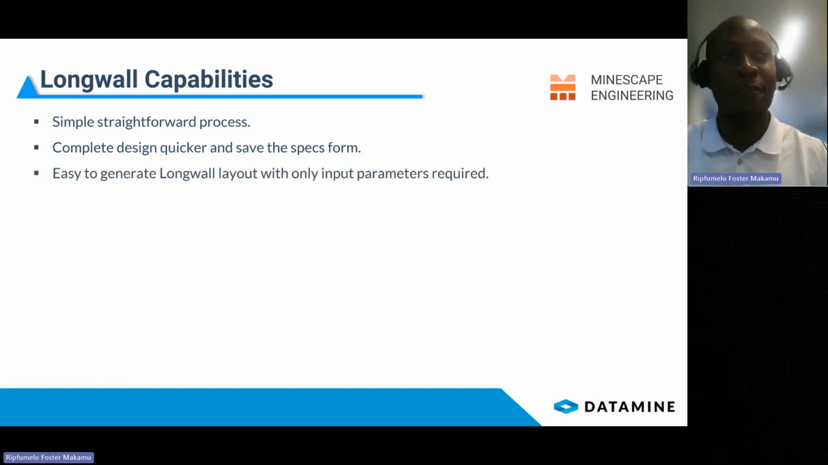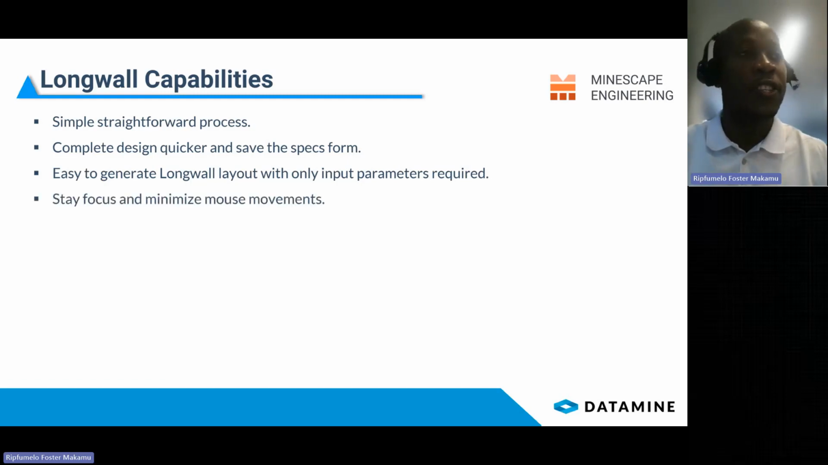All you need is your input parameters, the geometry, all the dimensions of your long wall and your main entries, and then you'll be able to generate that. So why did we do this? So you can stay focused on one form and minimize the mouse movement of going up and down when you are in the CAD environment, trying to generate lines and so forth.